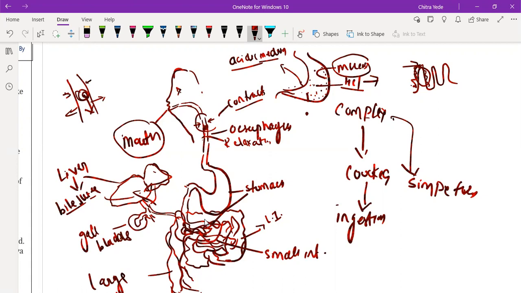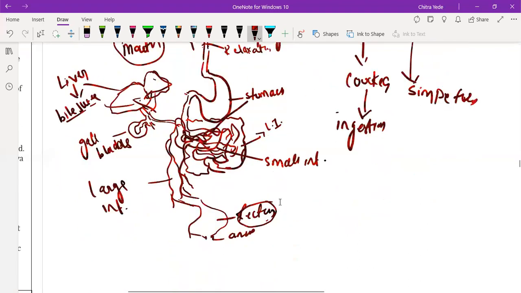Okay, so villi contain microvilli. We have already gone through the structure. These are nothing but the finger-like projections called villi. In the villi, microvilli are also present, and these are responsible for the absorption of nutrients. Okay, and once the absorption of nutrients takes place in the small intestine, that food is supplied to the large intestine.